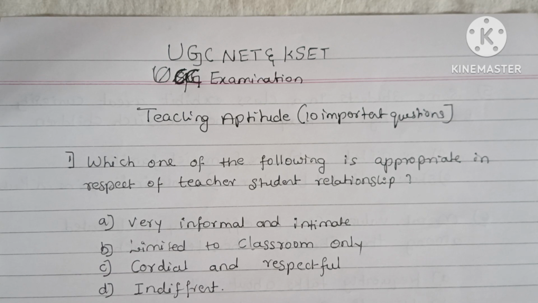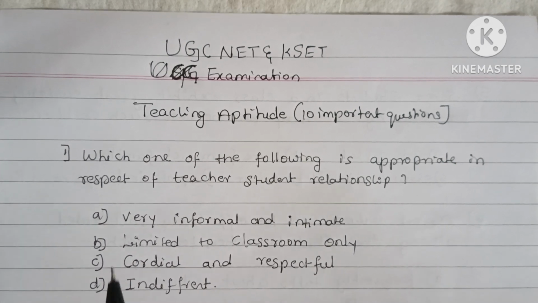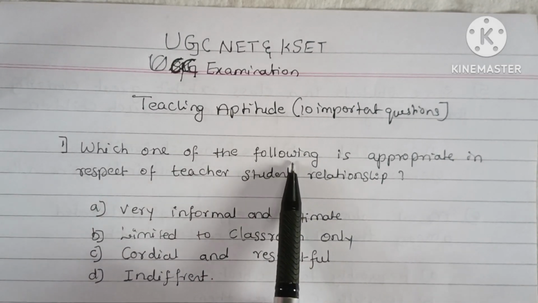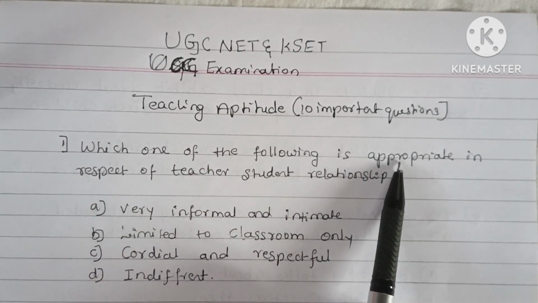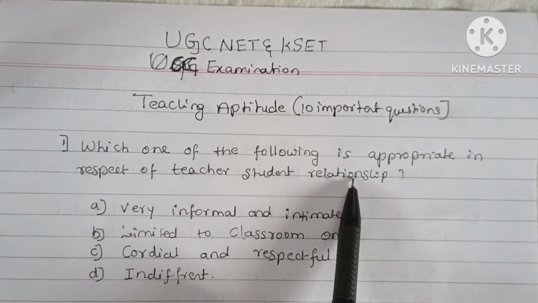I hope you all are doing well, and today's video is going to be about UGC NET and KSET examination paper 1 subject Teaching Aptitude. Let us discuss 10 important questions. First question: which one of the following is appropriate in respect of teacher-student relationship?